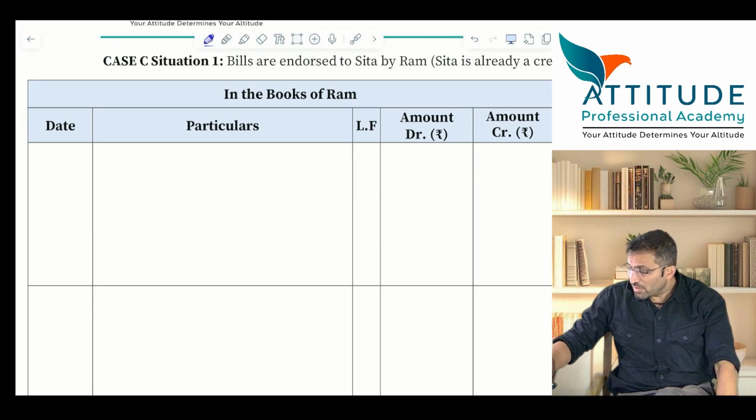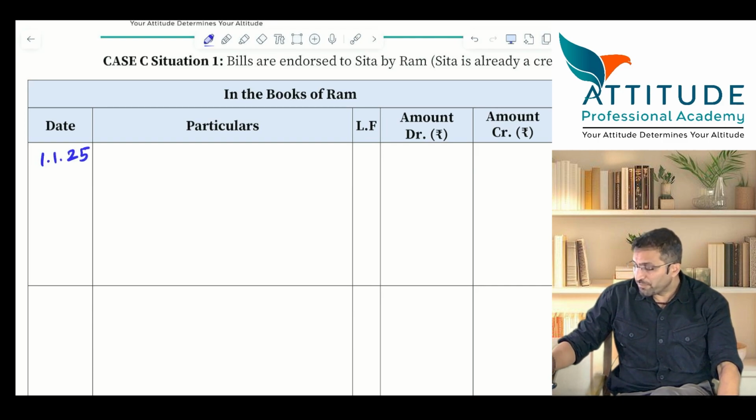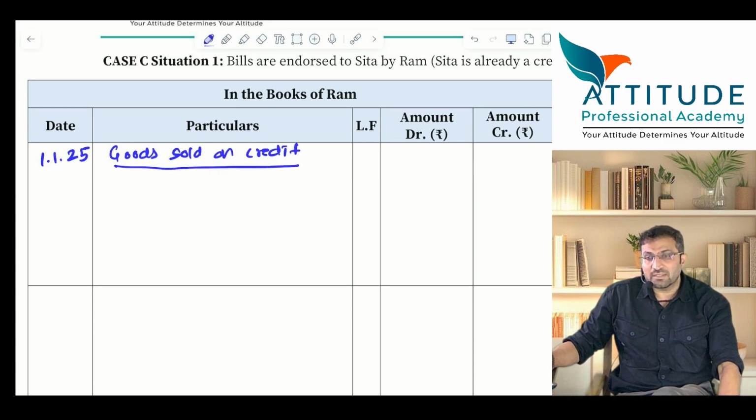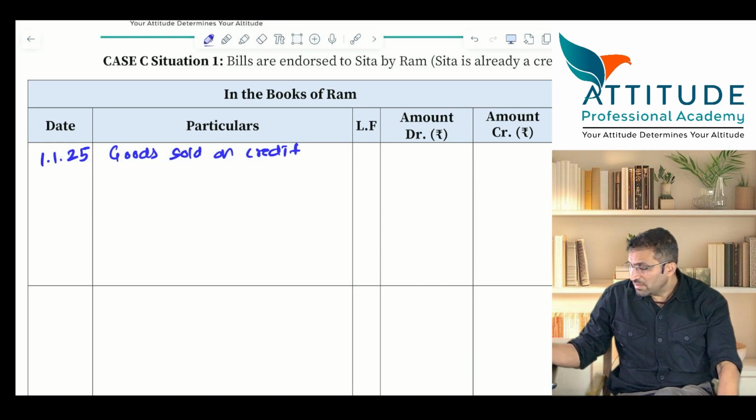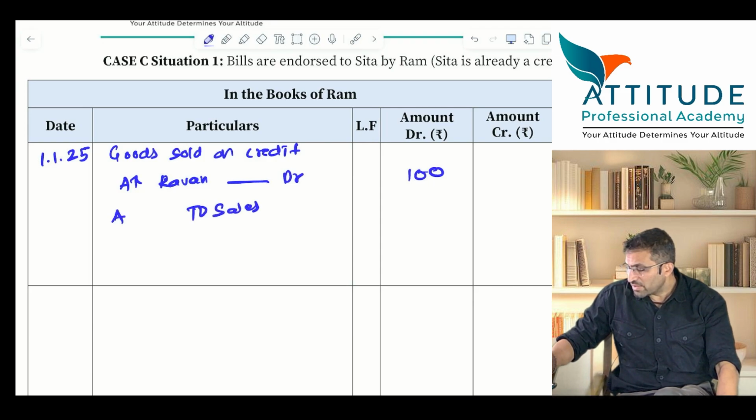Okay, come. 1/1/2025. What should I write? Your Ram, tell me. Goods sold on credit. Some people are not writing. Right. Goods sold on credit. Entry. Asset increases. Ravan account debit to sales. Asset reduces or income increases.